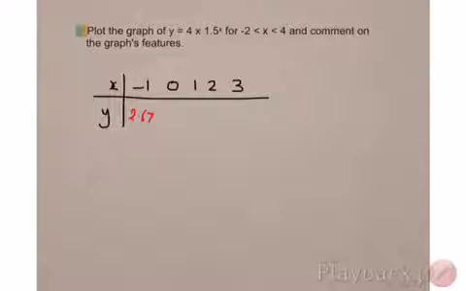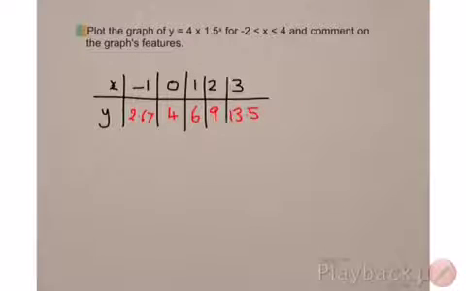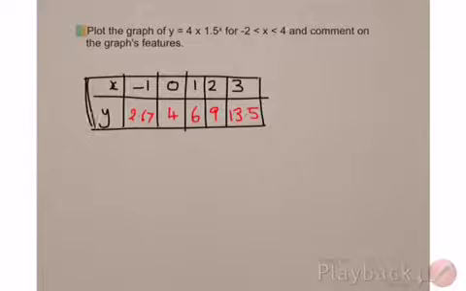If I plug in 0, I get 4 times 1.5 to the 0, and 1.5 to the 0 is just 1, so 4 times 1 is 4. If I plug in 1, I end up with 6. If I plug in 2, I end up with 9, and if I plug in 3, I get 13.5. So I've now got some points that I need to plot, and I can start plotting them now.